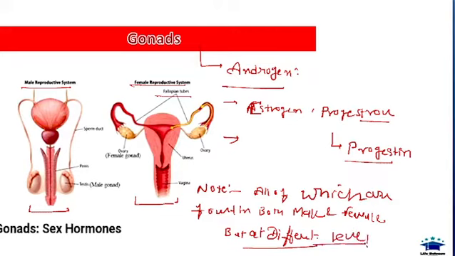So females also have androgen but in a little amount, and males also have progesterone but in a little amount. If the androgen level increases in a female, there is a disorder. This is PCOS, polycystic ovarian syndrome. If your thyroid is not working properly, the chances of having PCOS are more as compared to normal.